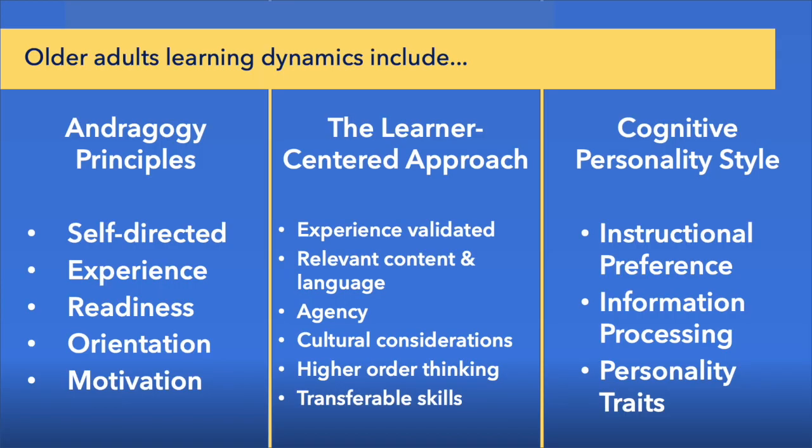Well, we've taken in a lot of information in this module, so I want to recap a couple of things for you before we go. Older adult learning dynamics include andragogy principles, those 5 assumptions that Malcolm Knowles talked about. And the learner-centered approach has 7 dimensions that we should explore both for ourselves, take an audit of our material, and get input from our older adults in the workplace. And our cognitive personality style is a complex mix of instructional preferences that we have, information processing tendencies, and personality traits that exert themselves on our learning.